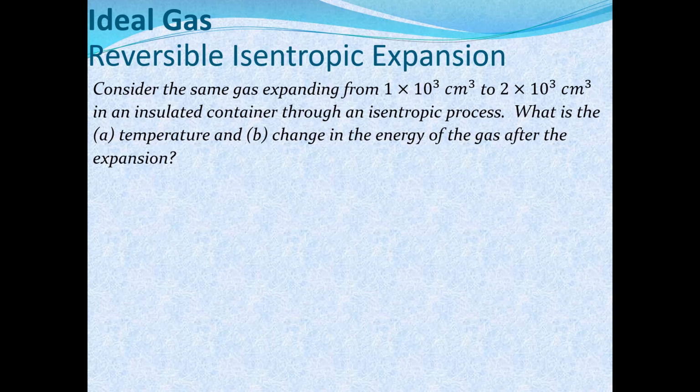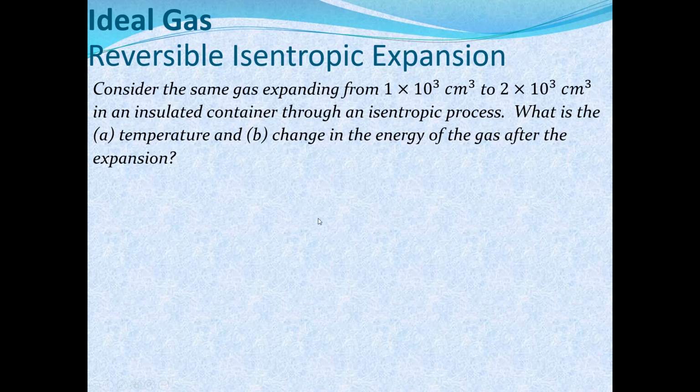Hey, welcome back. So we're going to finish off this topic by doing a few more of these practice questions dealing with the reversible isothermal and isentropic expansions. All right, so here's the next question. This time we did one with the isothermal process. Now we're pretty much doing the exact same scenario, this time for the isentropic expansion. So pause the video, work on the stuff, and we'll go over in a second.